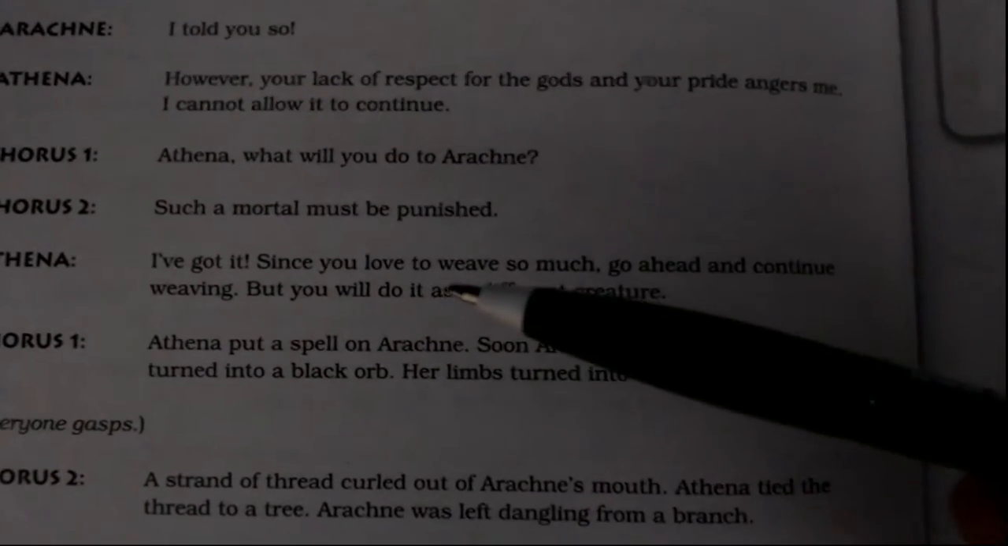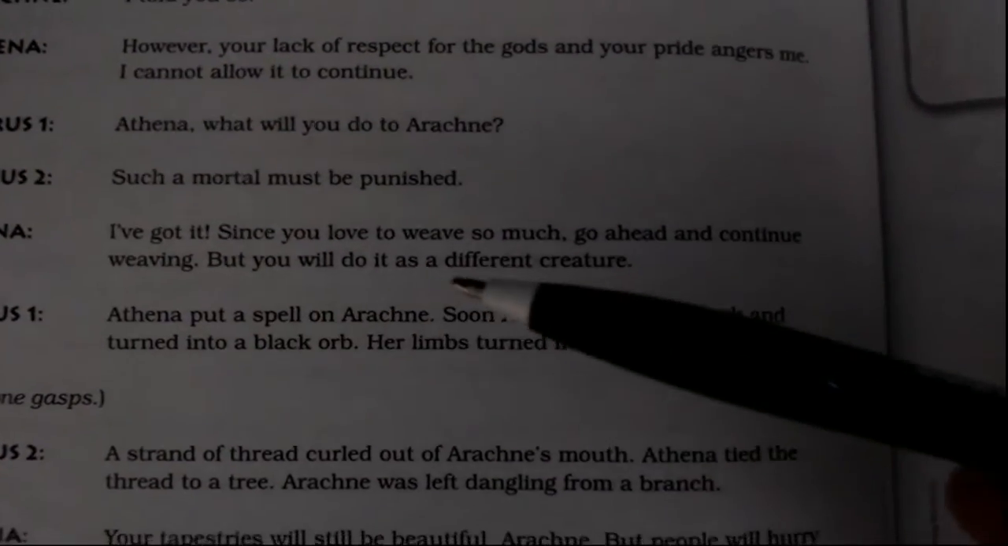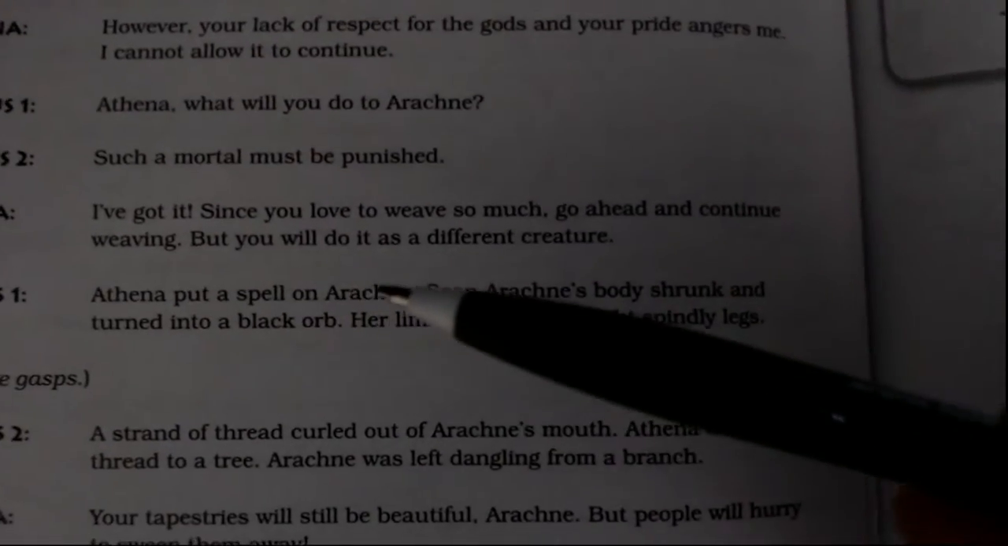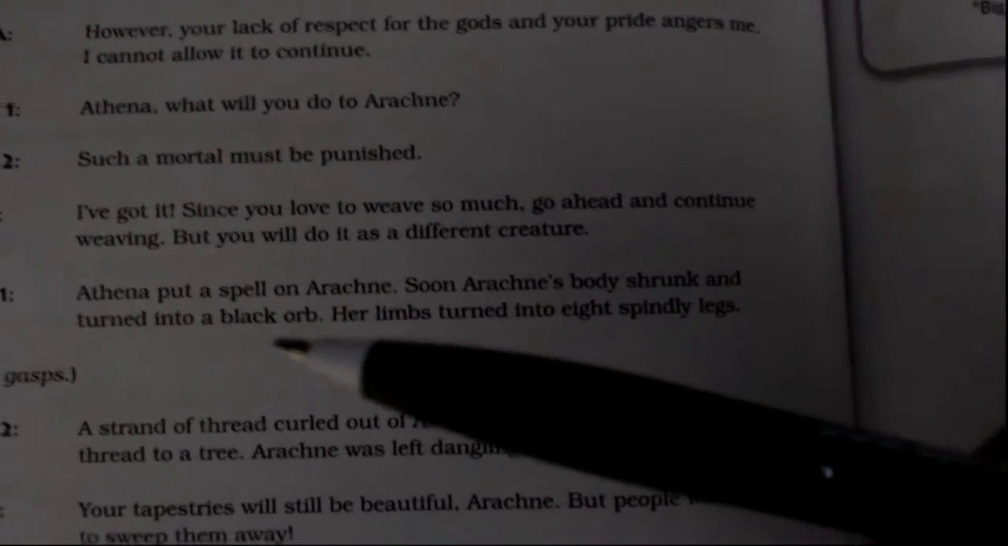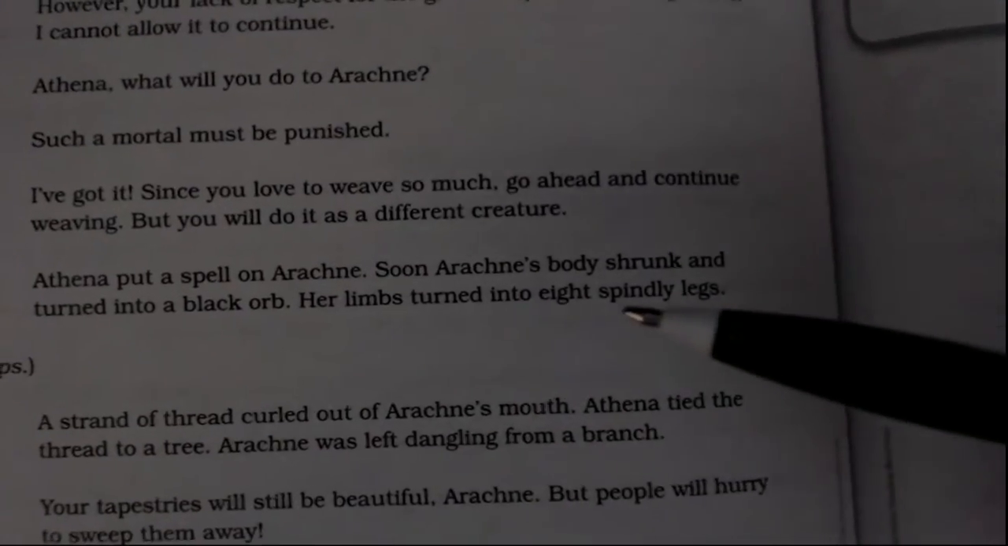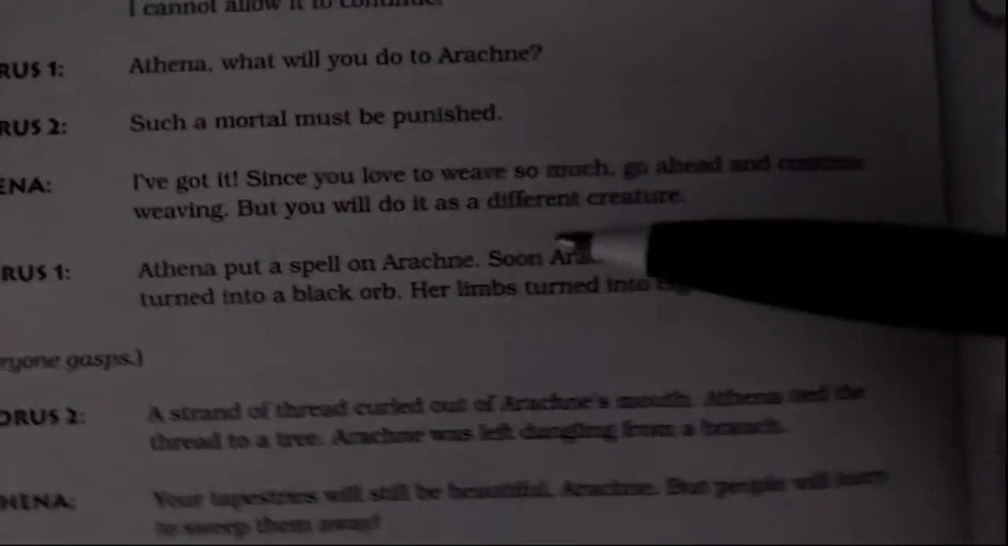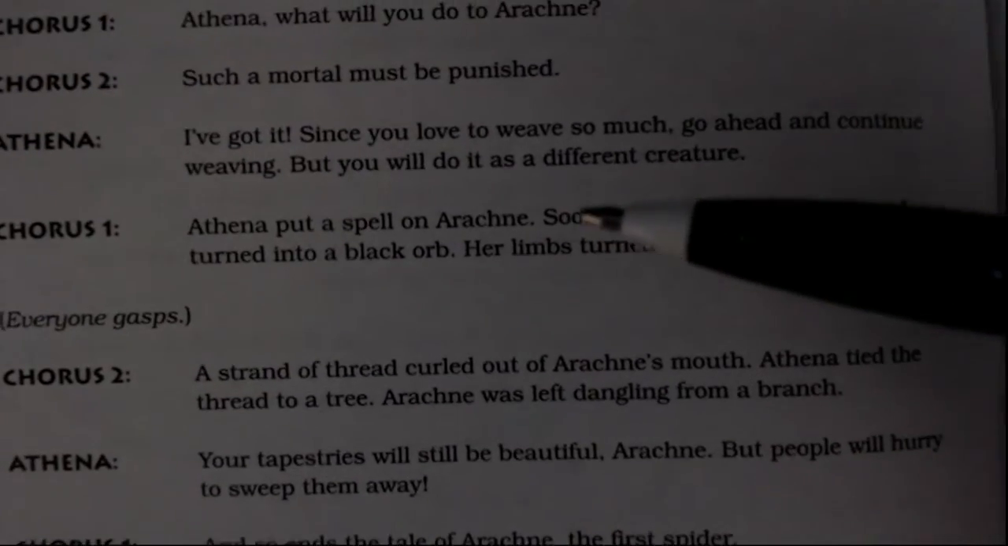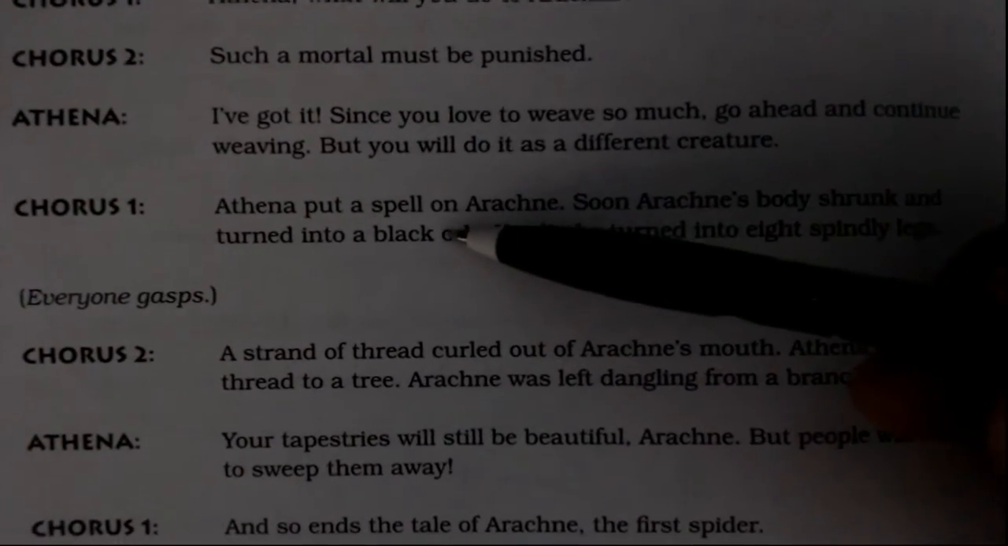"I've got it. Since you love to weave so much, go ahead and continue weaving, but you will do it as a different creature." Athena put a spell on Arachne. Soon Arachne's body shrunk and turned into a black orb. Her limbs turned into 8 spindly legs. And so we already know that in the story of Arachne and Athena, Athena turns Arachne into a spider. This is where that happens. And so everyone gasps, showing that something, again, surprising or serious just happened. And so when we see that, that's how they add to the story. It lets us know that something surprising or serious has just happened.